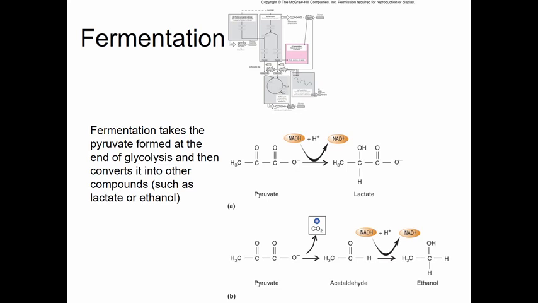Fermentation can take one of 2 pathways. The first pathway is an acidic pathway. And the end product is going to be lactate, which is also called lactic acid. So you're converting the pyruvate into lactate. If we started with 1 glucose molecule, how many molecules of lactate do we make? 2. Okay, because we had 2 molecules of pyruvate we're starting with.